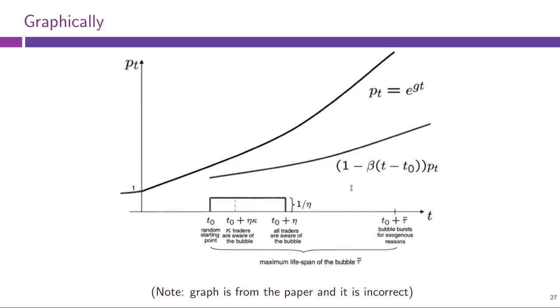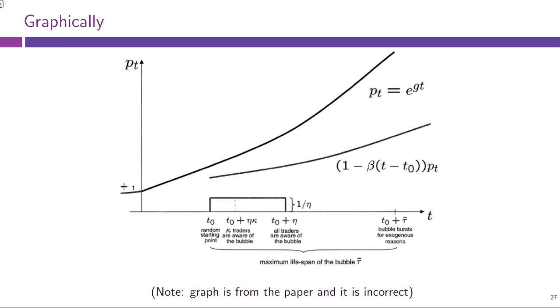So this is the picture of a model from the paper. Here, the price grows at rate G, but starting from some T0, the fundamental value of the asset starts growing at a slower rate. And this small rectangle down here is the PDF that I just drew to you. So this is the distribution of informedness times, of awareness. So starting from T0 until T0 plus eta, traders uniformly become informed.